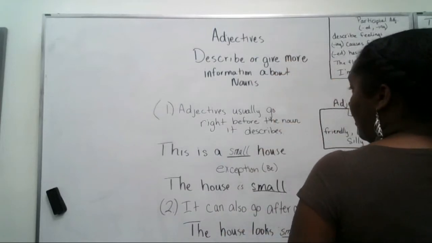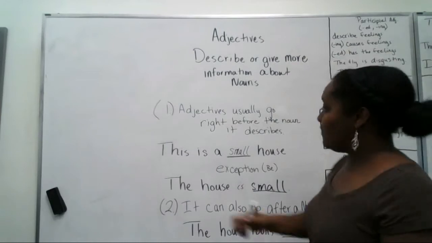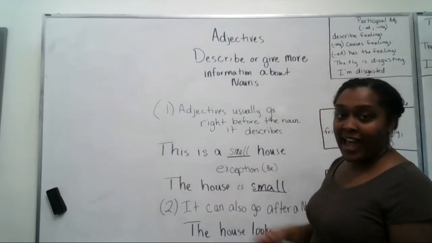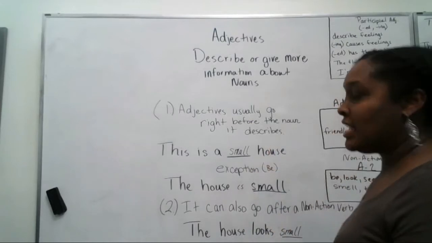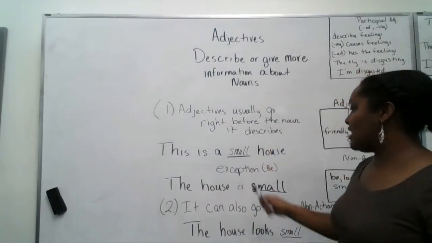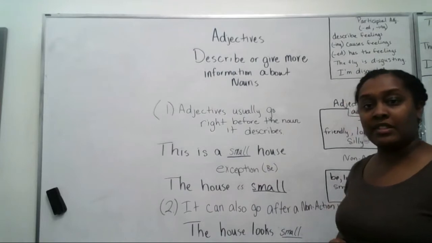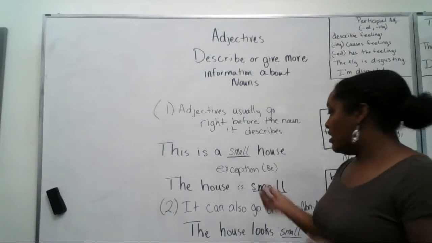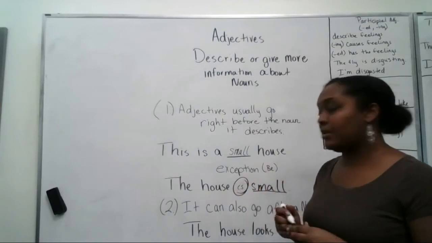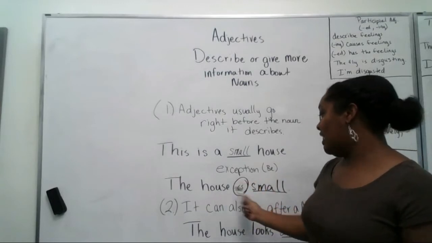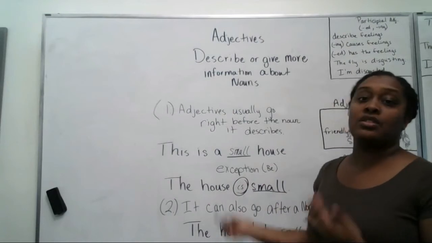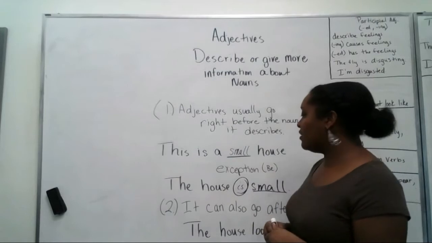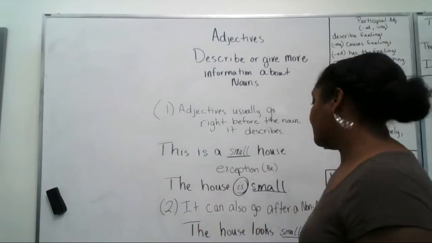Now, the example I give you here is this is a small house. Small is your adjective, house is your noun. There is an exception we use with be. For example, the house is small. So sometimes we do have an exception. We put is in between the noun and the adjective that describes it. That's just one exception for you. Welcome to the English language.